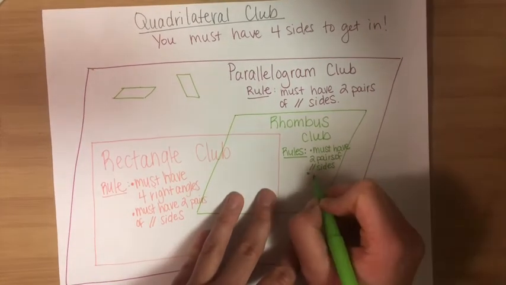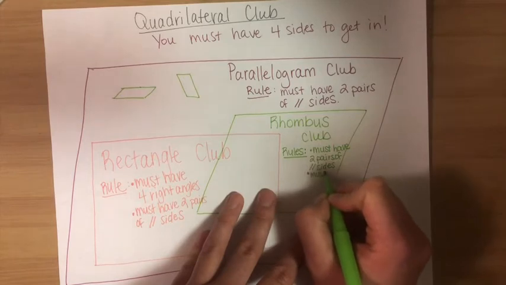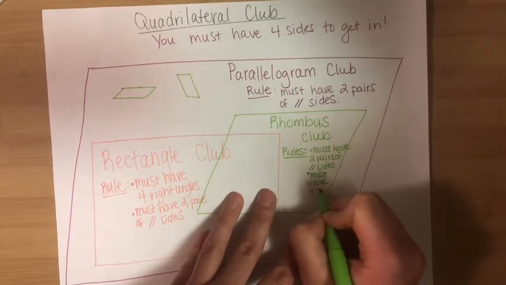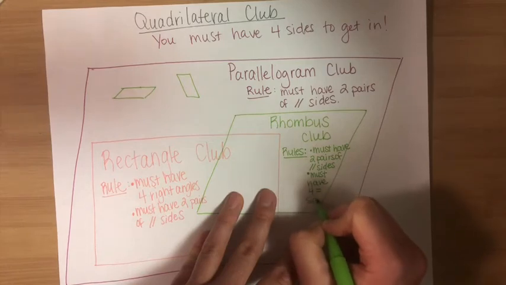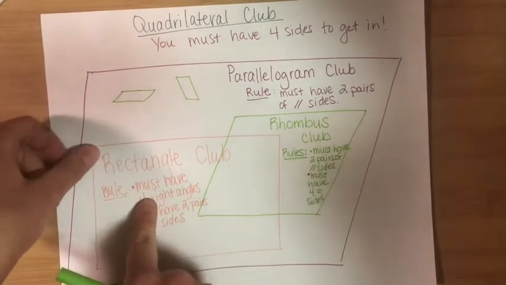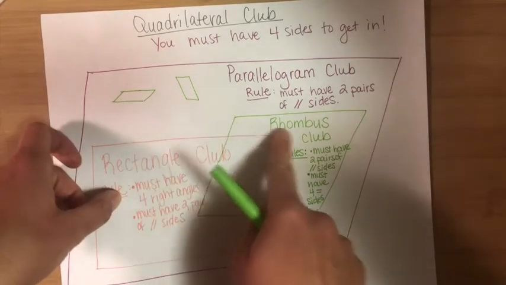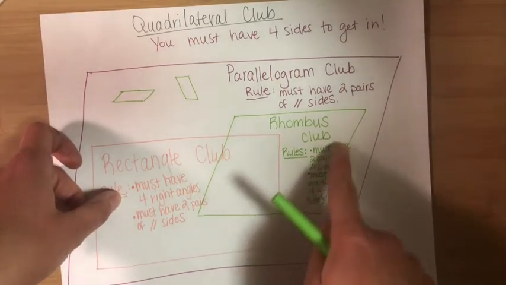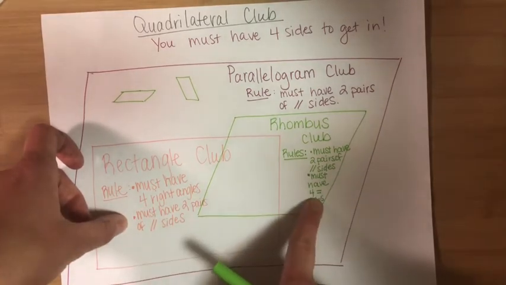Number 2, must have 4 equal sides. So these rectangles are like, hey, let me in. And these guys are like, nope, because you don't have 4 equal sides. You got the other parts, but you don't have 4 equal sides, so sorry, bud, can't come in.